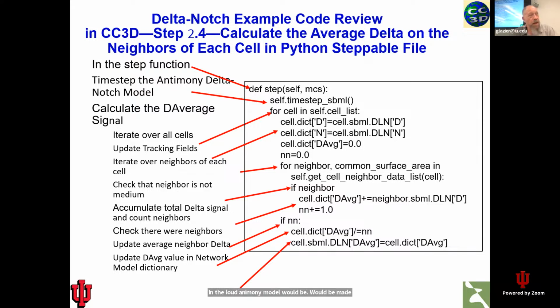And then I copy the current value of D from the SBML dictionary to the cell dictionary. I set the cell dict average to 0 and the number of neighbors to 0. I iterate over the neighbors. I check if the neighbor is actually a cell which has something inside of it, because the medium doesn't. If neighbor, then cell dict D average plus equals neighbor.sbml.dln of D, and add the count. I could easily also add the contact area, the common surface area, if I wanted to normalize by the contact area.